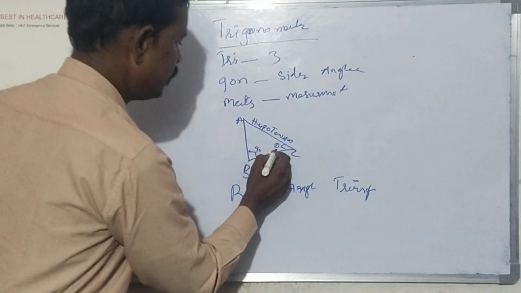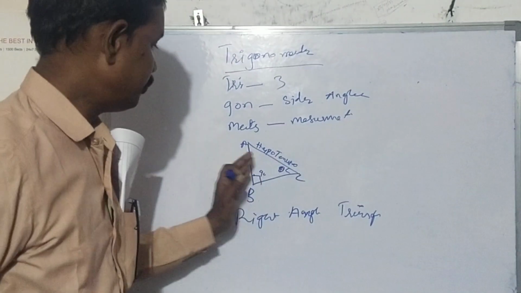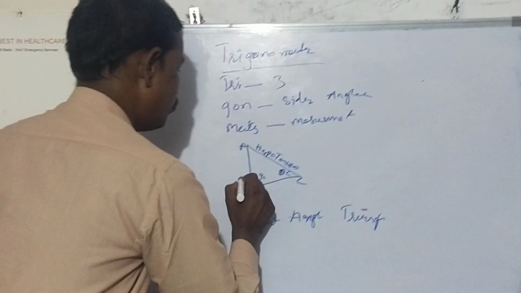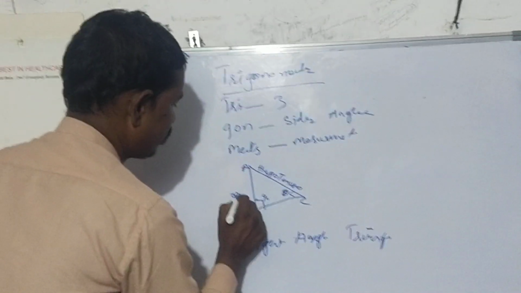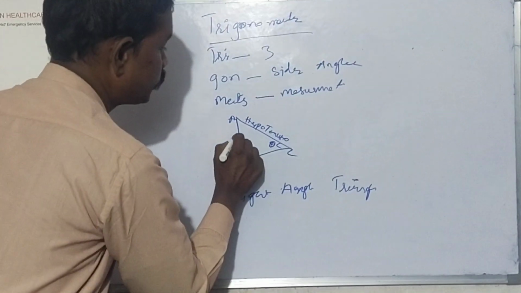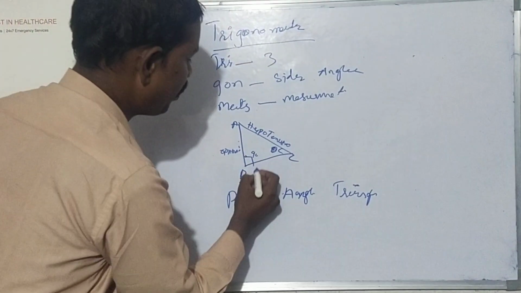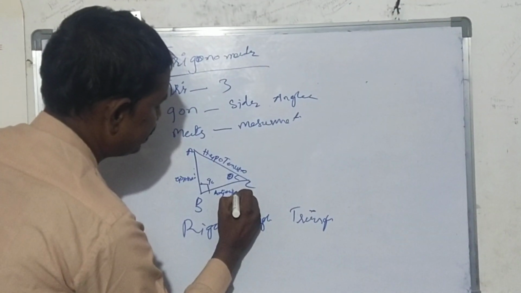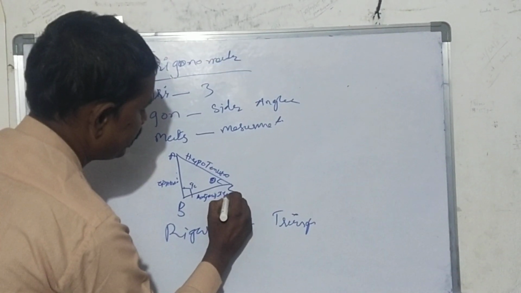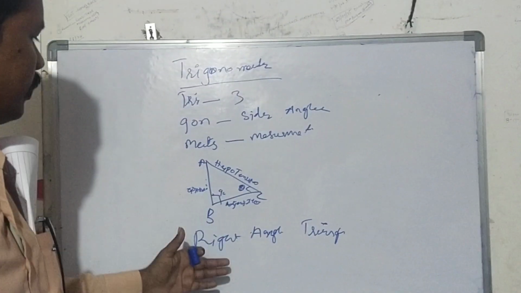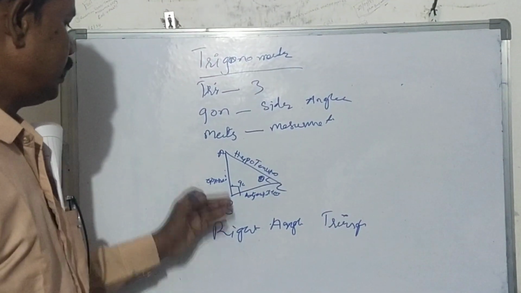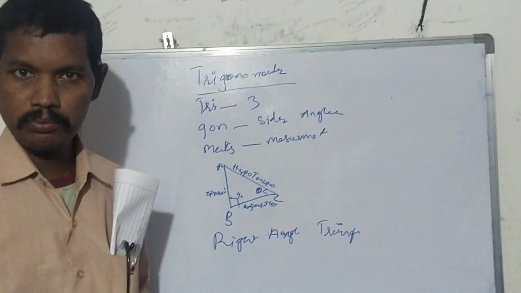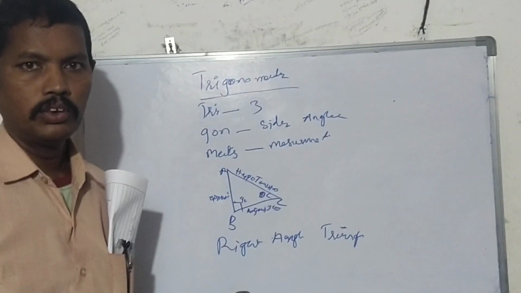For example, here is theta. The side opposite to theta is called the opposite side. This one is adjacent to theta. This is very simple. How do you find sin theta, cos theta, tan theta? You know about that.